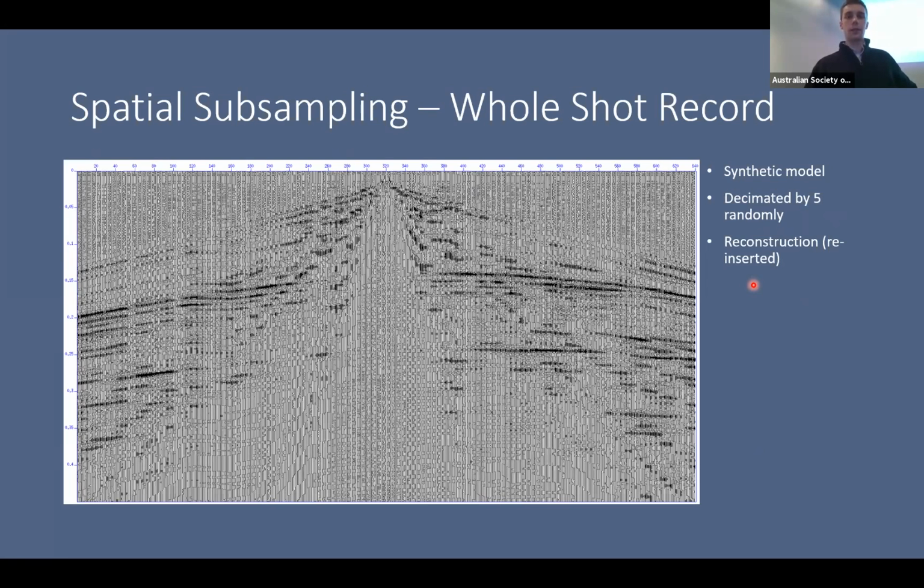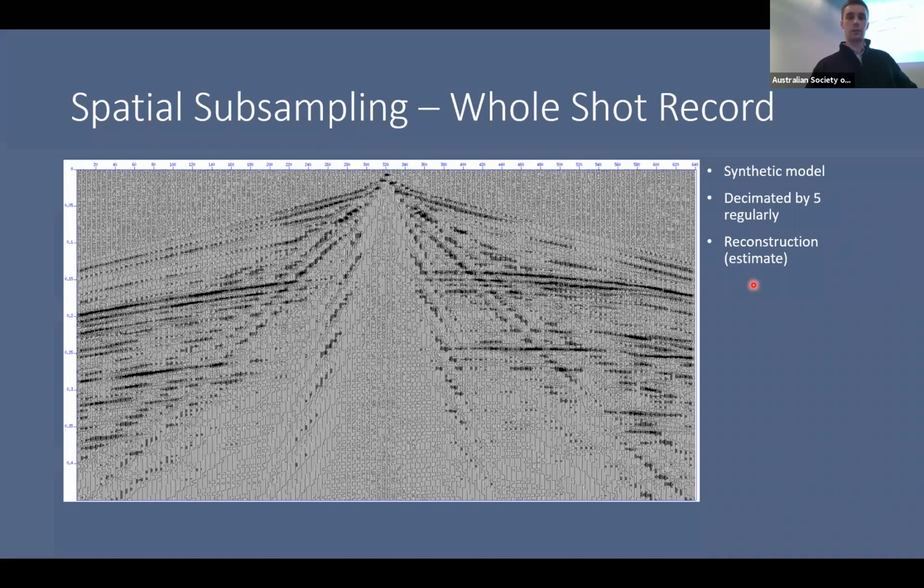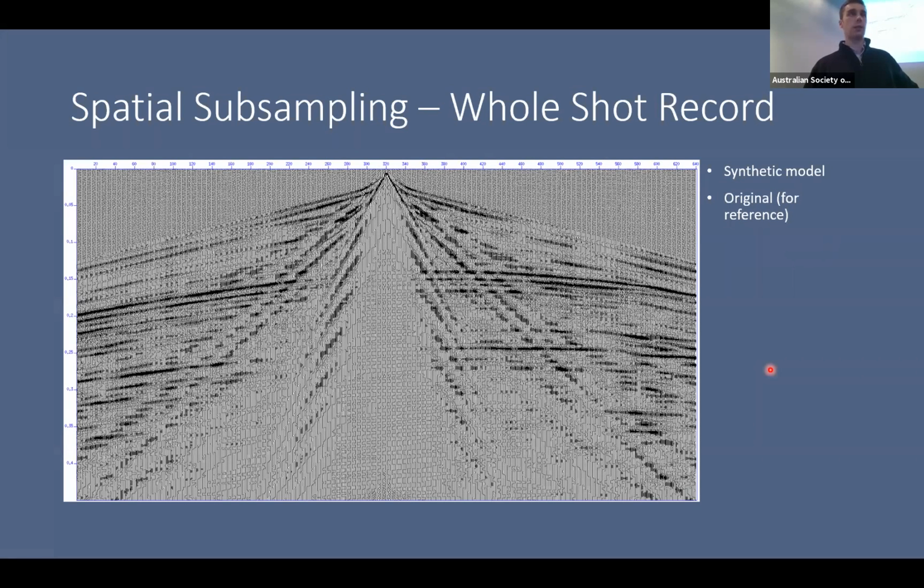Now what if we decimate regularly by 5? So that's what the shot record looks like. This is the estimate, and this is with reconstruction. Look at the original for reference, final result. It's a lot better. And it suggests that probably this model, even at 5 times decimation, with regular decimation, is not aliased. So probably not the best example, but yes.